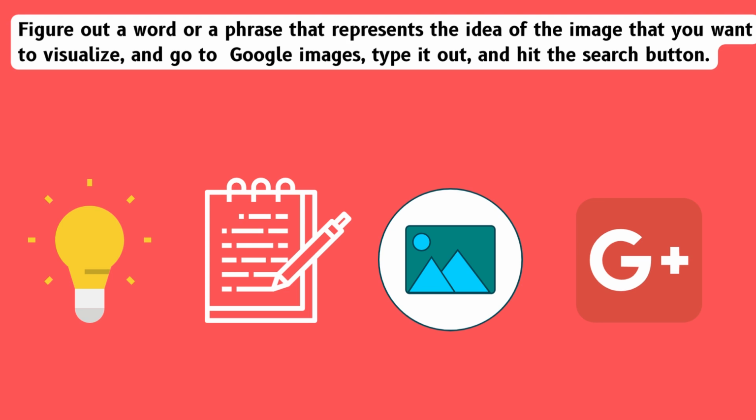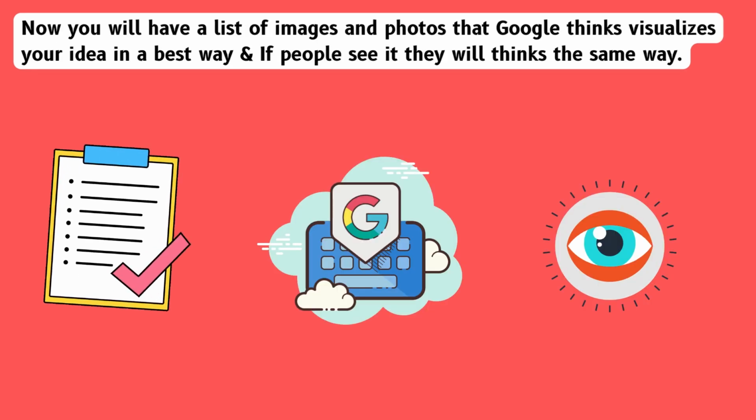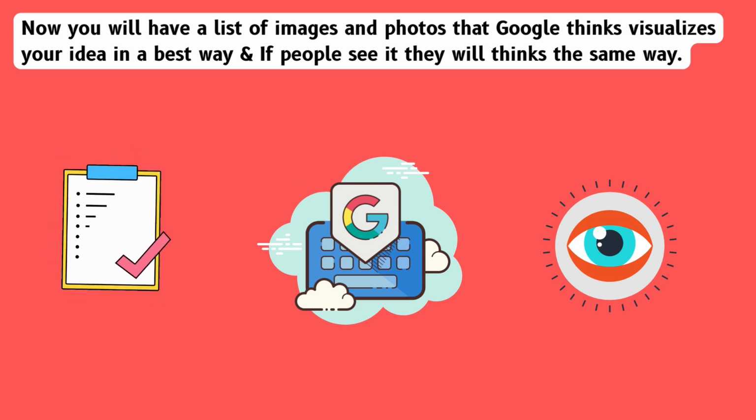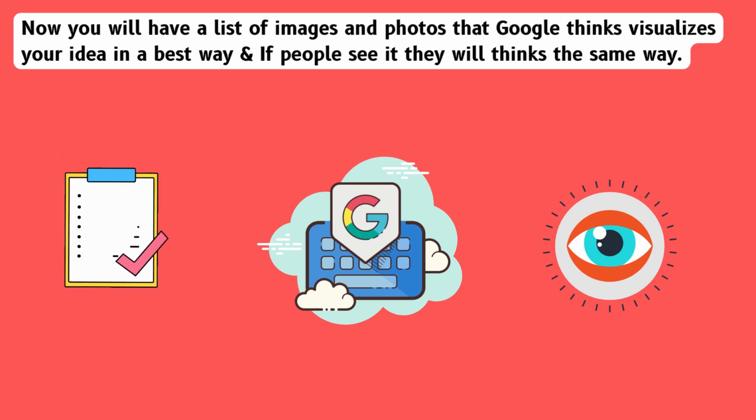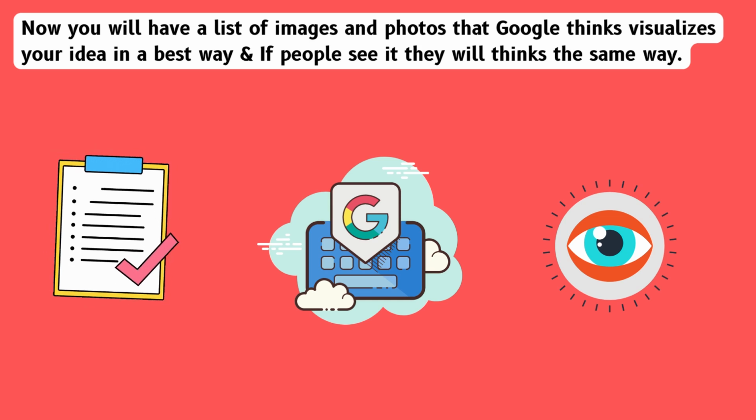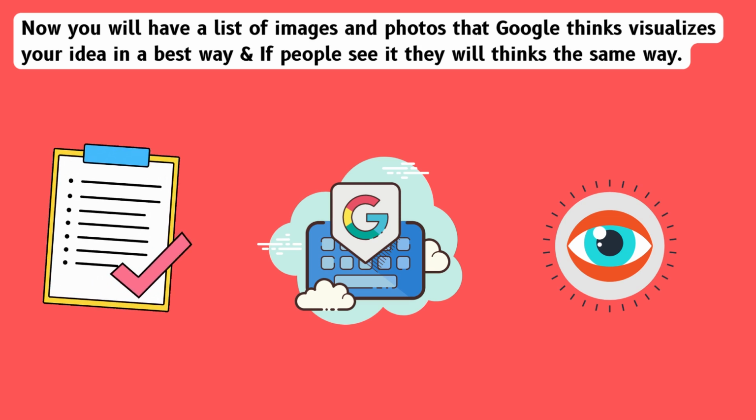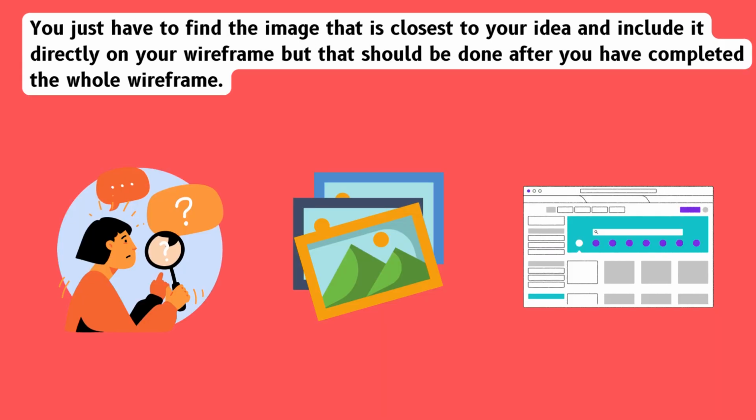Here it is. Figure out a word or a phrase that represents the idea of the image that you want to visualize and go to Google Images. Type it out and hit the search button. Now you will have a list of images and photos that Google thinks visualize your idea in the best way, and if people see it they will think the same way. You just have to find the image that is closest to your idea and include it directly on your wireframe, but that should be done after you have completed the whole wireframe.